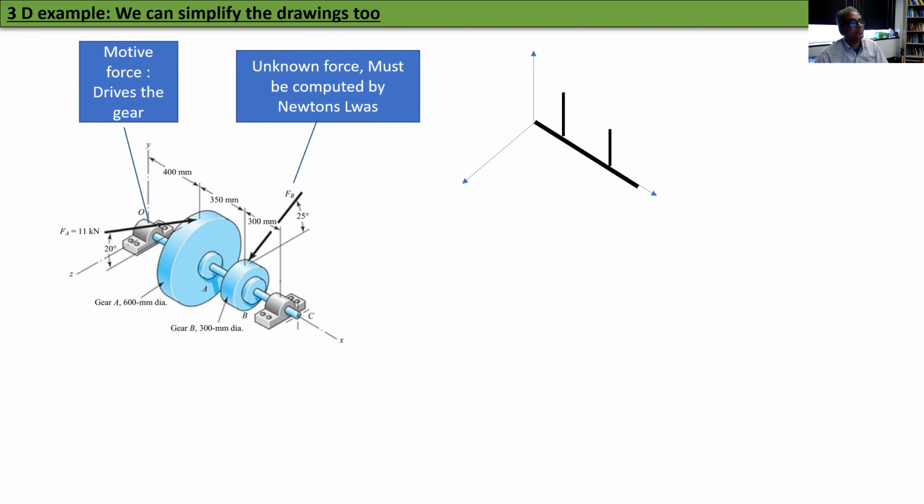Here's the axis. Okay, now let's start with the motive force. There it is. I resolved it into parallel and perpendicular because it's easy to do. The radial force is 11 sine 20 degrees. The tangential force is 11 cos 20 degrees.